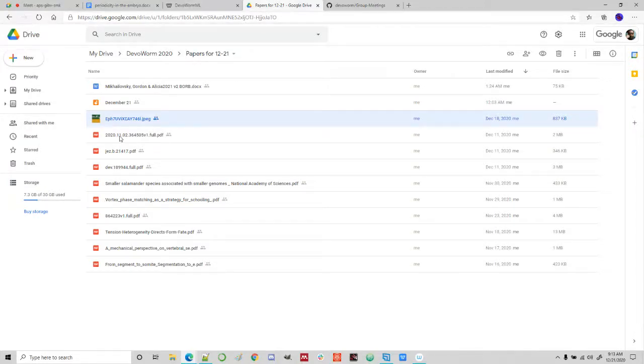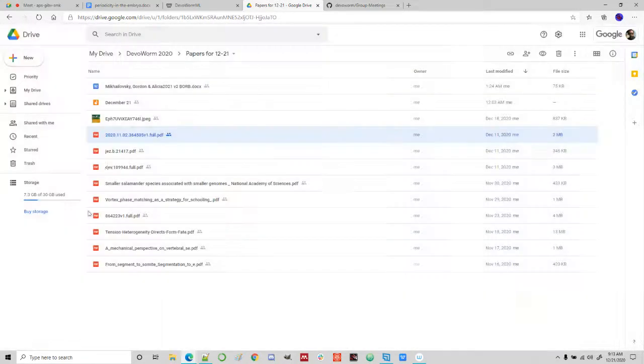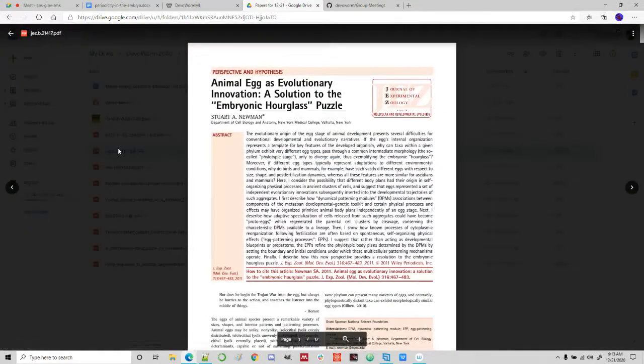One other thing I wanted to talk about. Okay, so this is a paper I found. Animal Egg as Evolutionary Innovation, a Solution to the Embryonic Hourglass Puzzle. This is by Stuart A. Newman. I think we've encountered this person before.